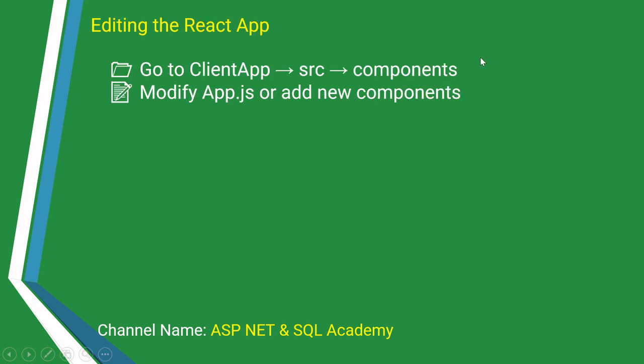To make changes, go inside the client app folder, then into the src folder. You can edit app.js or create new components. Any change you make will automatically reload in the browser.